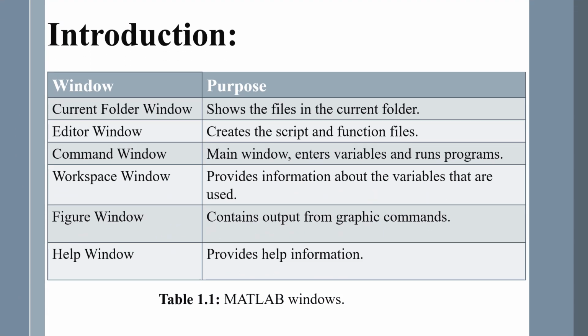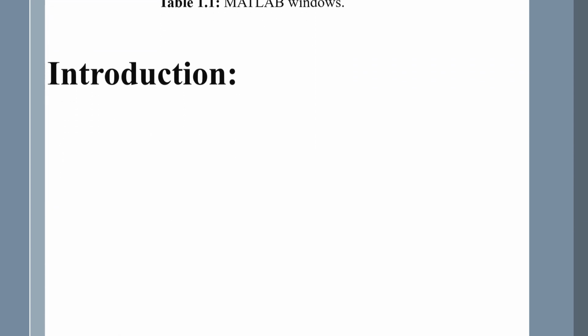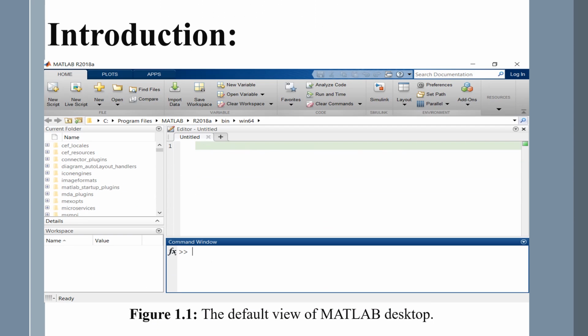Table 1.1, MATLAB windows and their purposes. Current folder window shows the files in the current folder. Editor window creates script and function files. Command window, the main window where variables are entered and programs are executed. Workspace window displays information about the variables in use. Figure window contains output from graphic commands. Help window provides help and documentation. Figure 1.1 shows the default MATLAB desktop layout, displaying key windows for coding, execution, and file management.